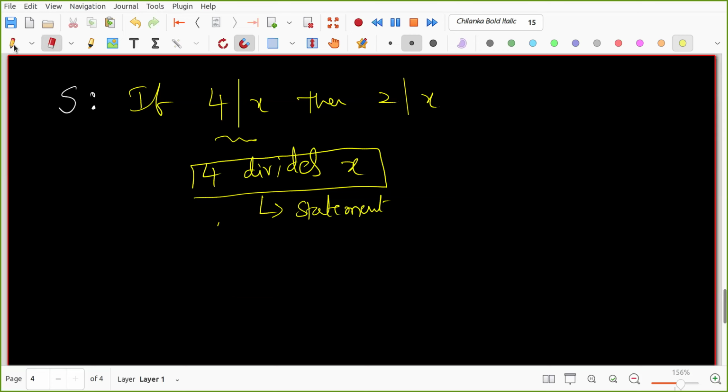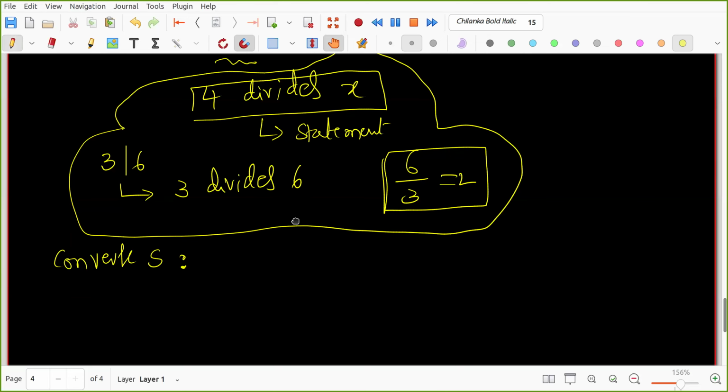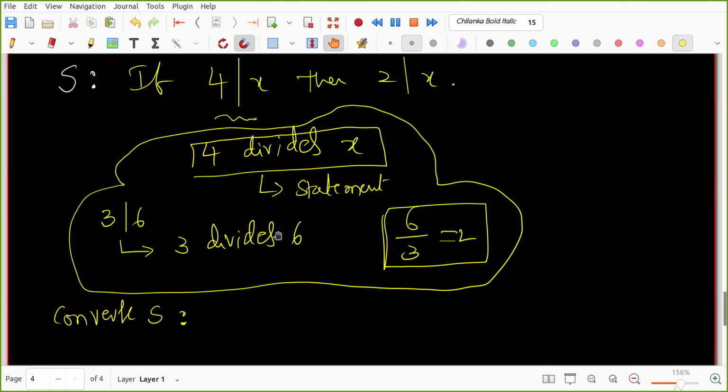So how many of you can tell me the converse? Room number 2, somebody please. Nidhi. There is no need to say yes or no, sir. Be quick, time is important for us.